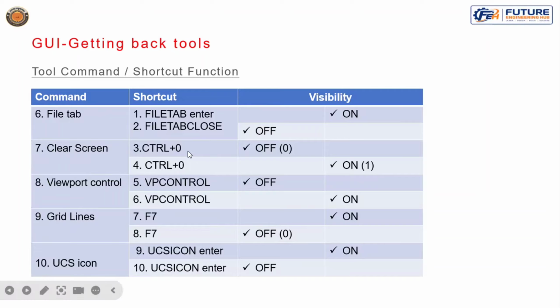Clear screen: Ctrl+0, off. Ctrl+0, on. Viewport control: VP control, value set here off. Visibility turn on, visibility show on. VP control. Grid line to turn off visibility: function F7 on. UCS icon to turn off visibility: UCS icon, enter, OFF, enter. UCS icon, enter, ON, enter.